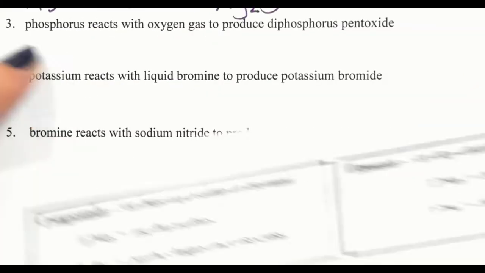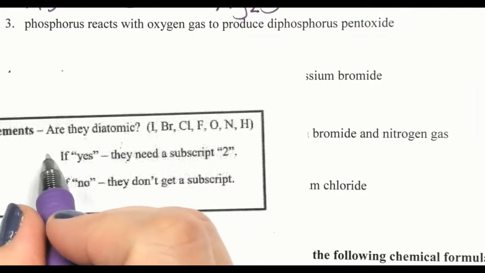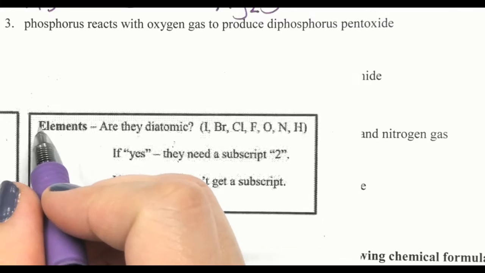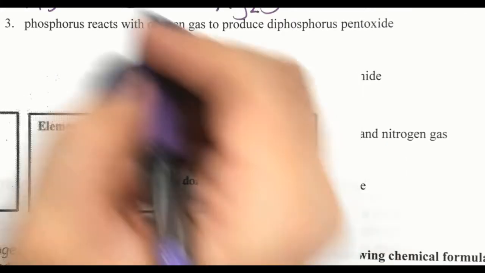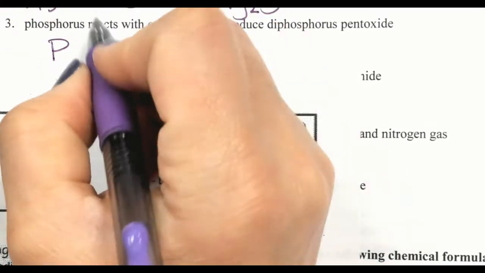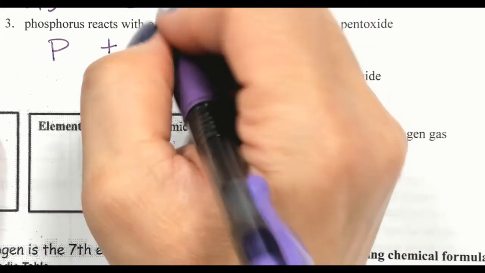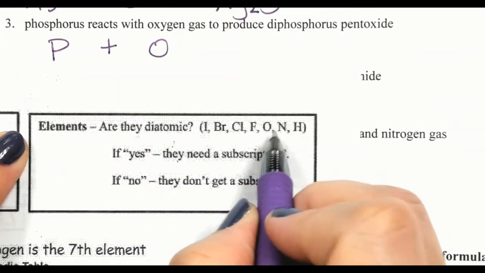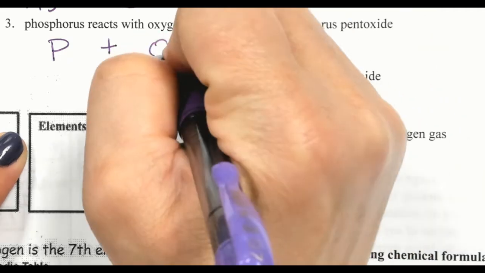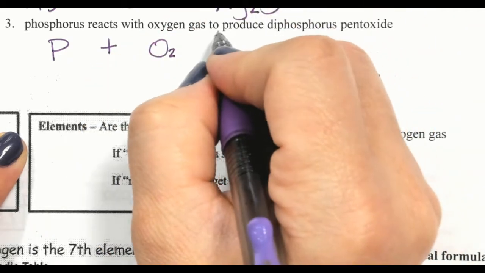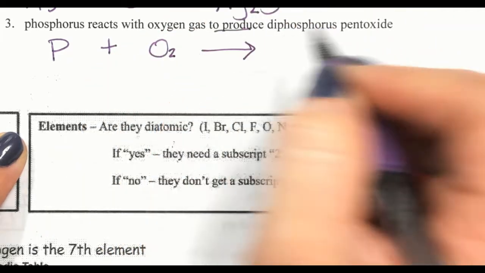Number 3, phosphorus is a single element. Since phosphorus is not one of my 7 diatomics, I'm just going to write P. "Reacts with" means put a plus symbol. Oxygen is a single element. It is one of our diatomics, so it's going to get a subscript of 2. "To produce" means to draw your arrow.